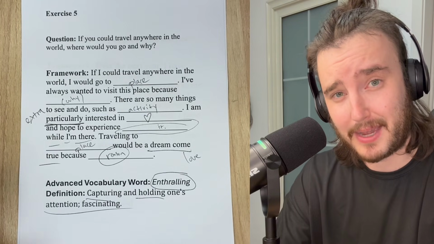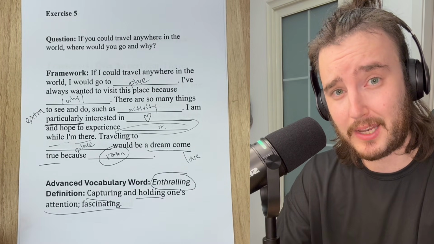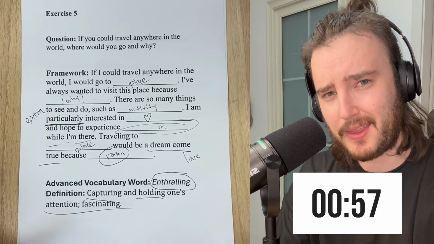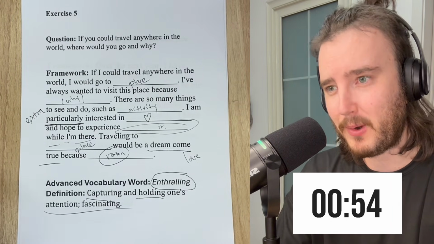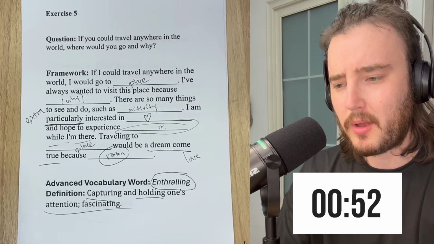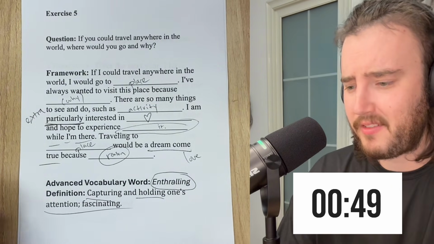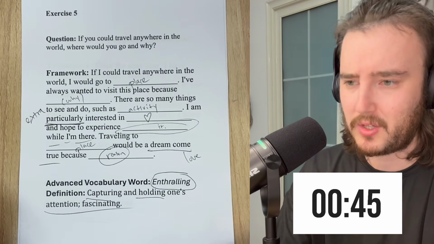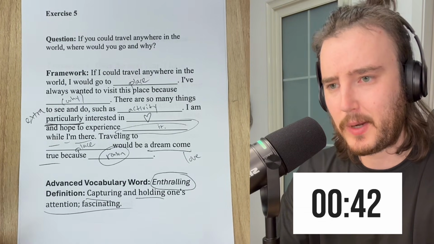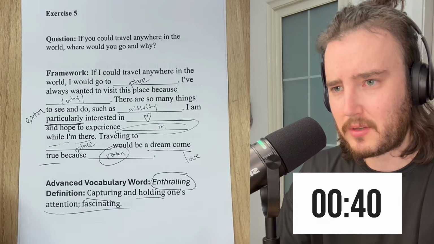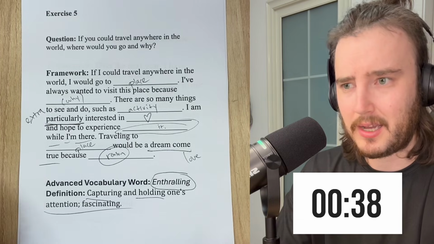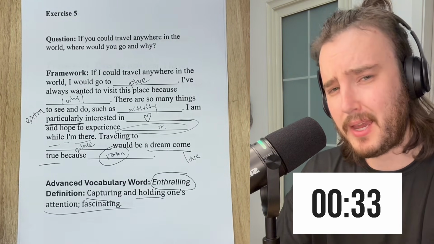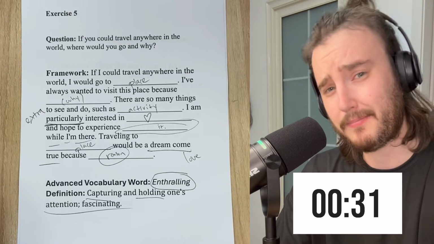All right, here's my minute. I will go first in 2, 1. Okay. If I could travel anywhere in the world, let me tell you where I would travel. Actually, I've done a lot of traveling. I've been to Thailand, China, Japan, Mexico, Italy, France, the Philippines, Vietnam and Cambodia. I've been all over the place. My favorite place I've been, I think, is China.